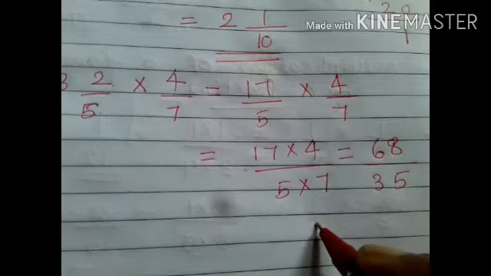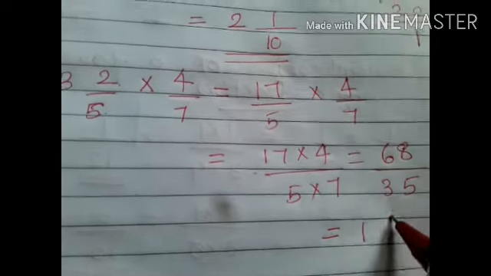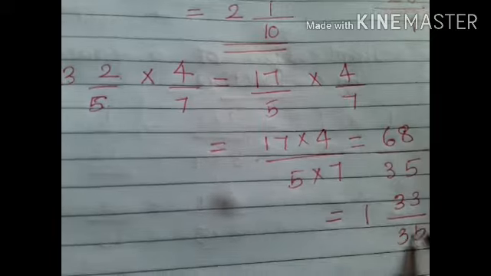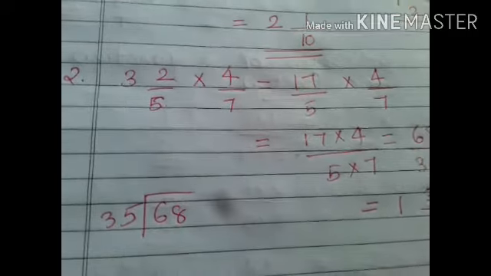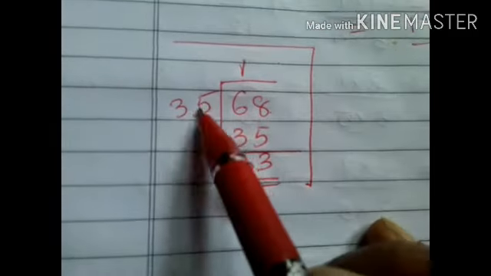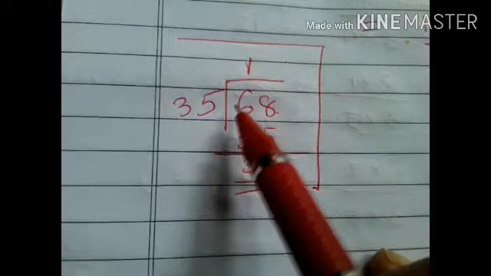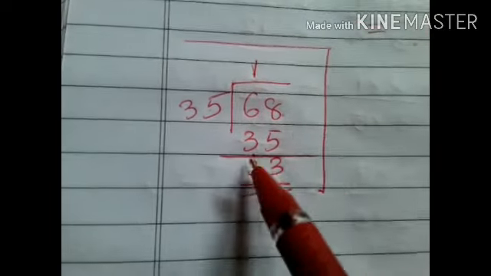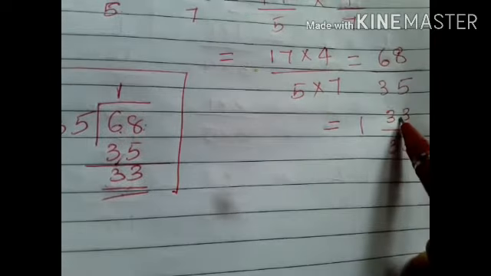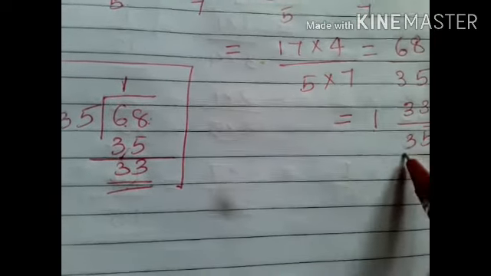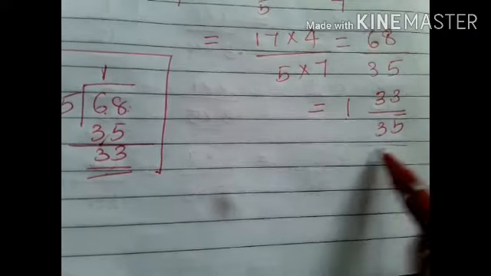So it can be converted into a mixed fraction. 68 divided by 35, one time we get 35. So 68 divided by 35, we get the quotient as 1, remainder as 33. So we can write 1 33 by 35. Quotient is 1, remainder is 33 and the divisor is 35. So we have to write the answer like this.